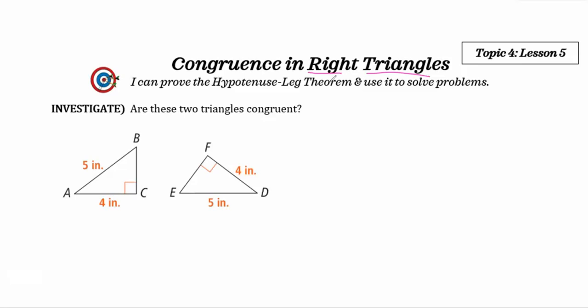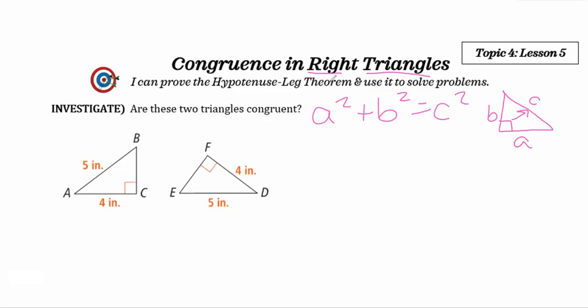We have some tools for right triangles that we don't have for other triangles. We have the Pythagorean theorem. So remember, a squared plus b squared equals c squared. We can use that to solve problems or find missing pieces in right triangles. A and B are the legs, C is the hypotenuse, which is across from the right angle.